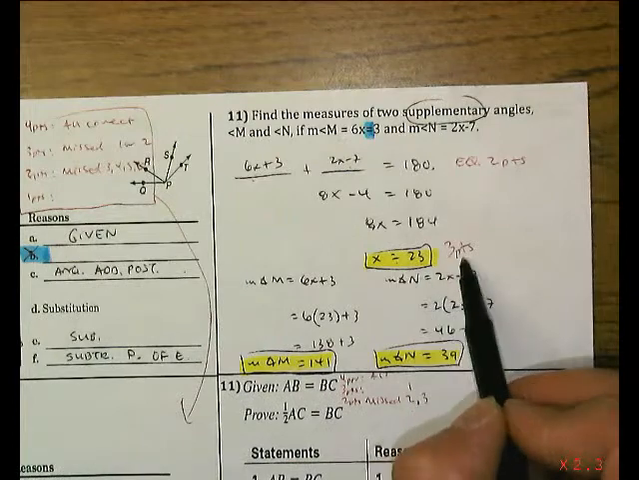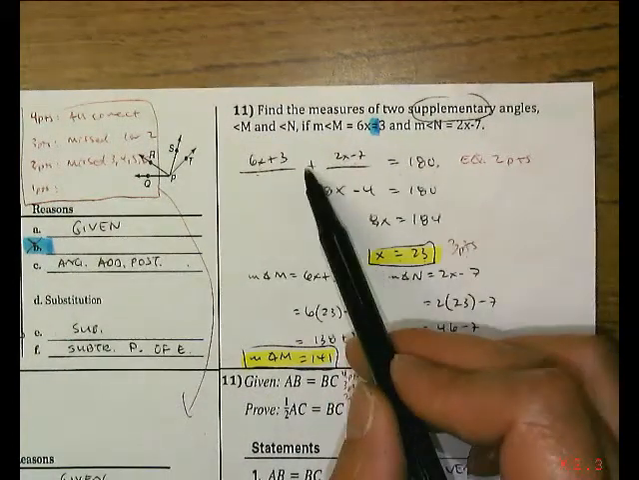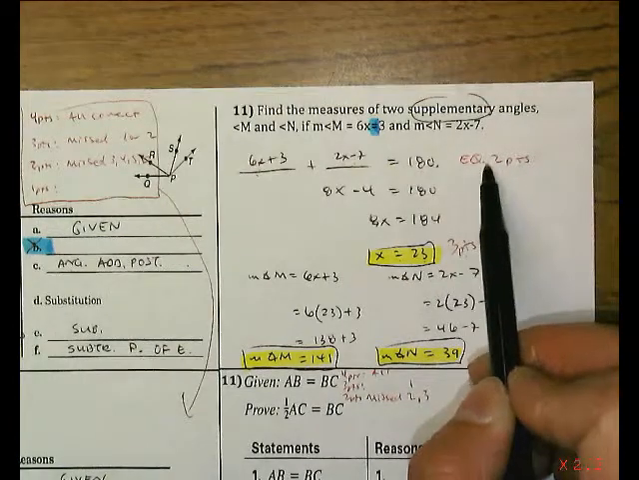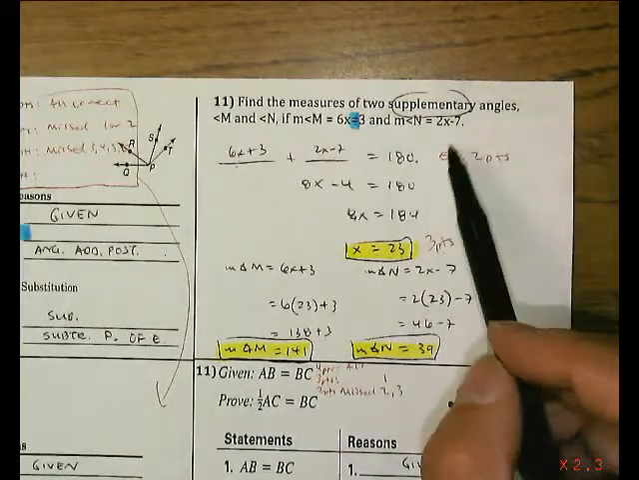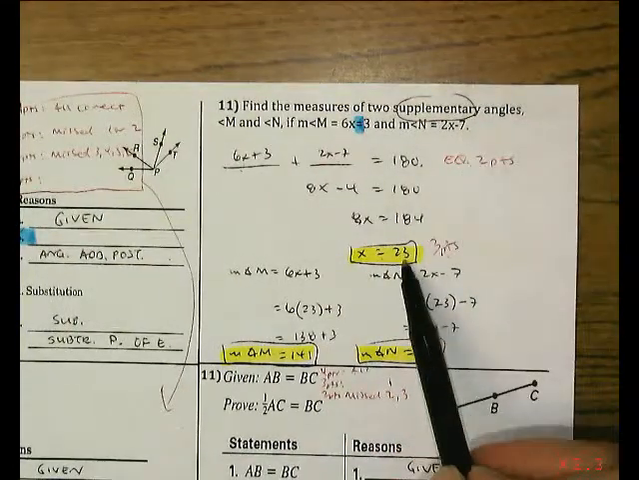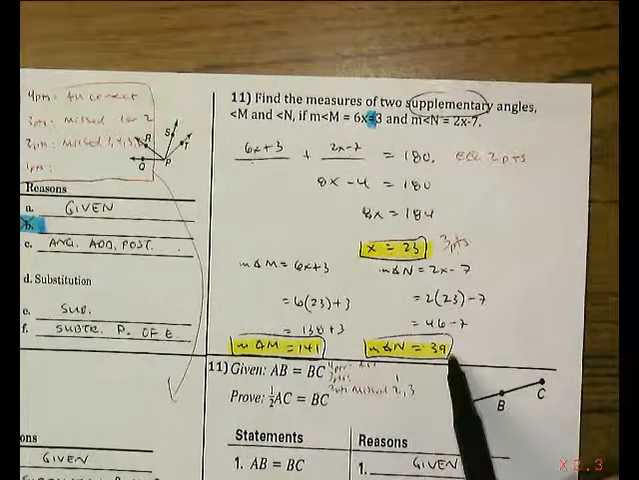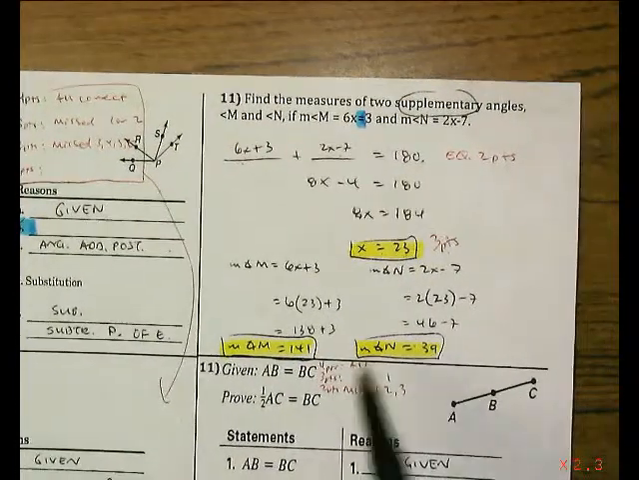If you got there, I gave you 3 points out of 4. If you just got blank plus blank equals 180, I give you 2 points out of the 4. And remember, it tells you find the measures of those two angles, which means you have to substitute x equals 23 into each of the equations. You should have gotten 141 and 39. Notice how those are supplementary.